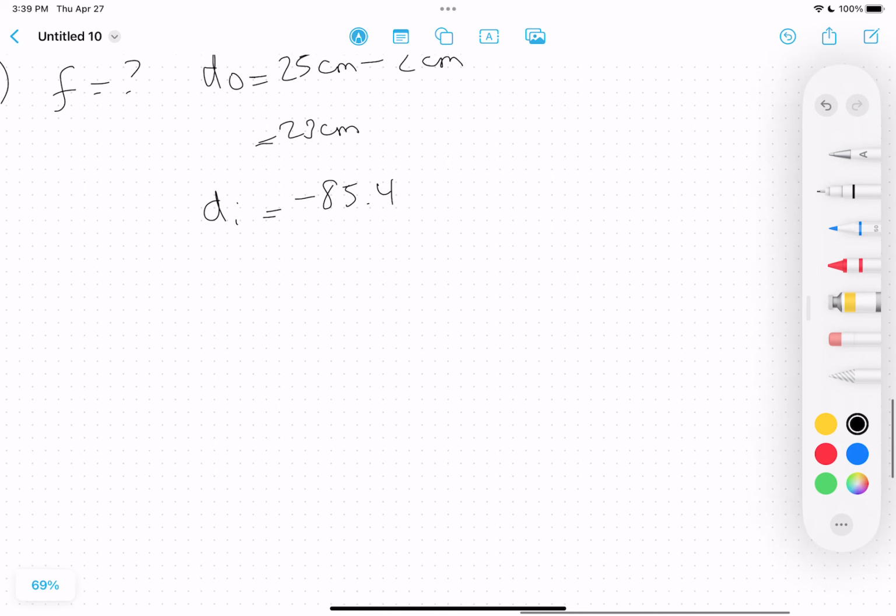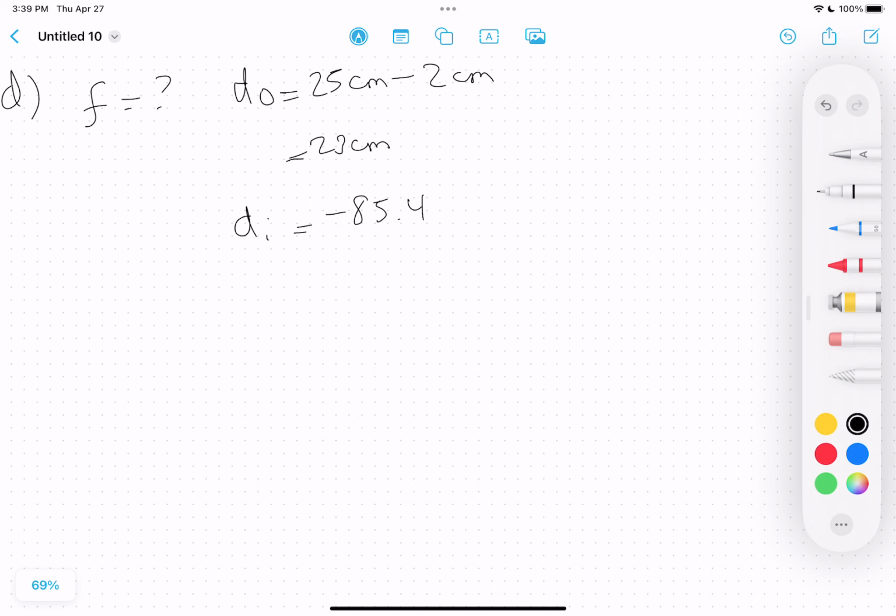Let me go ahead and solve it here real quick. So we have image distance is negative 85.4. We have 1 over f is what we're trying to figure out here. 1 over do, that's 23, plus 1 over negative 85.4. So di would be negative? Yeah, because it was virtual, right? If you have the image formed on the same side as the object with a converging lens, then that means it's a virtual image. Otherwise, a converging lens would produce an image on the other side.